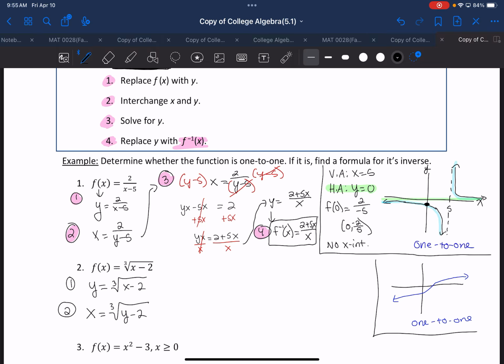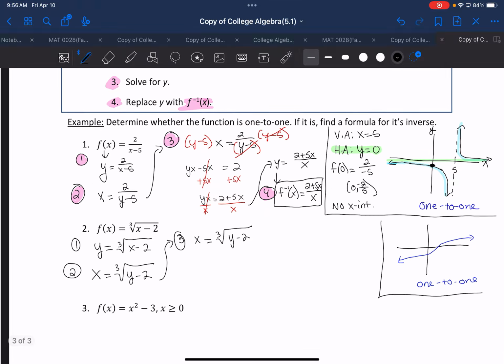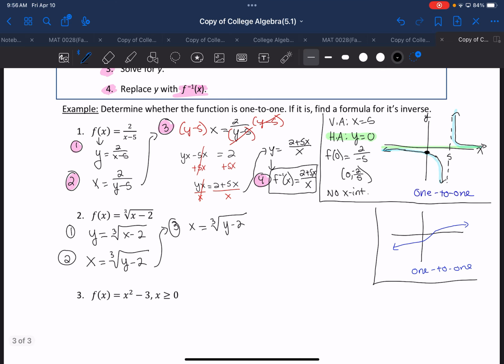So just interchange the variables. And then in step 3, I'm just rewriting it here. We will take steps to solve for y. So I need to get y by itself. So right now, y is underneath that cubed root, which means I need to get rid of that cubed root.